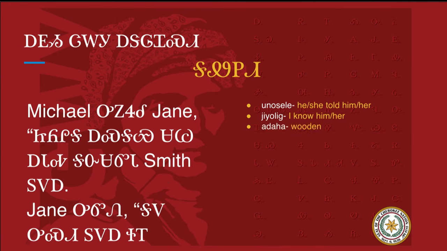Then the next word is ashkaya, which we already know means man. Sawu means one. Then the next word, adaha. Adaha, wooden. So, chiolig ashkaya sawu adaha: I know a man, one wooden.